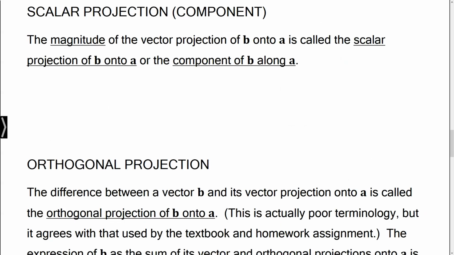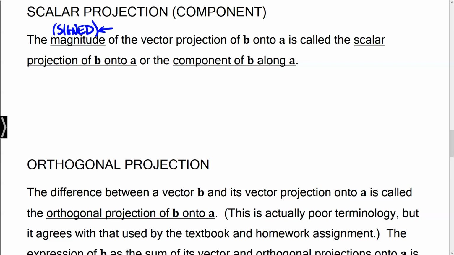So now we're going to talk about the scalar projection, or it's called the component. And I actually need to go back and change this in the notes. So I'm going to make a little bit of change here. I wrote that it's the magnitude of the vector projection of B onto A. That's almost true. So it's actually the signed magnitude.